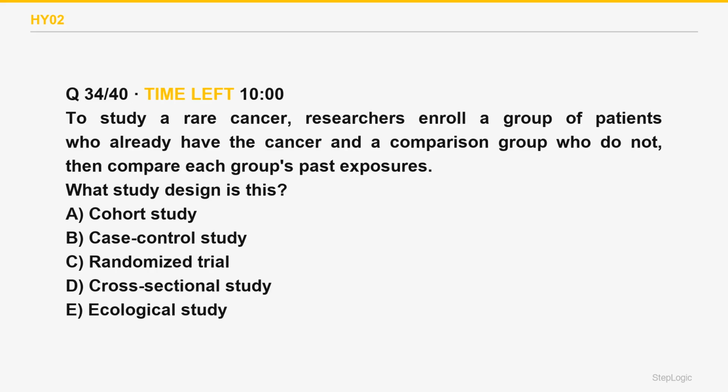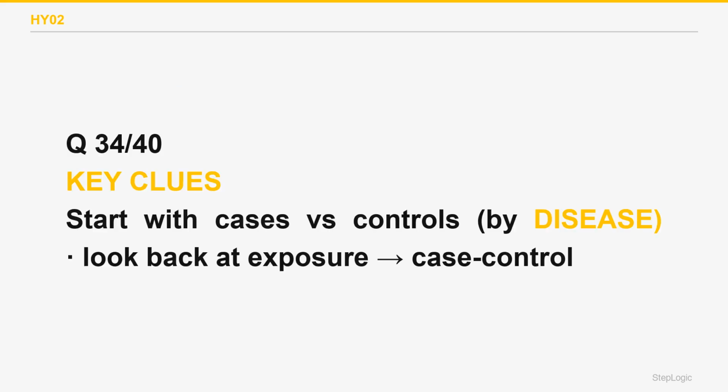What study design is this? To study a rare cancer, researchers enroll a group of patients who already have the cancer, and a comparison group who do not, then compare each group's past exposures. Read the command: name the design. Start from disease status, look back at exposures.